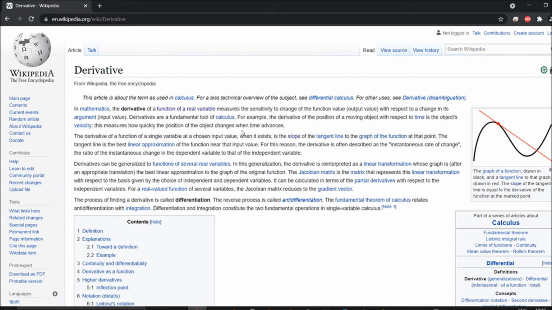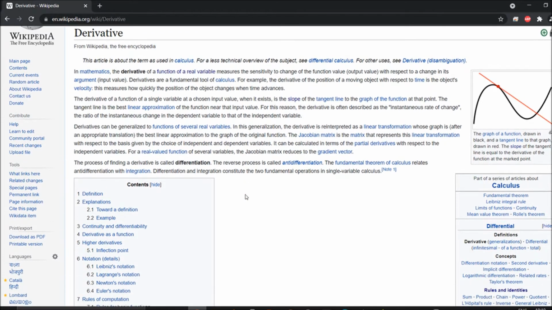If I talk about this, for example, the derivative of the position of a moving object with respect to time is the object's velocity. To measure these things, I am taking into consideration a moving object with respect to time and velocity. I am measuring how quickly the position of the object changes. So in my case, the price and time will be there.